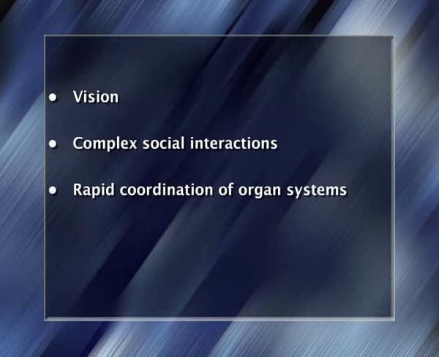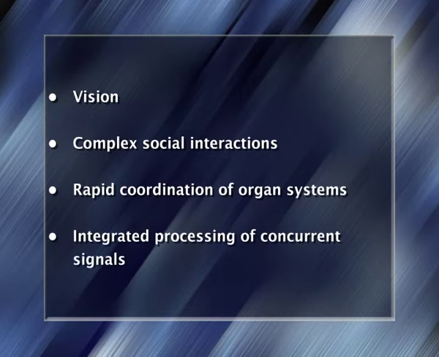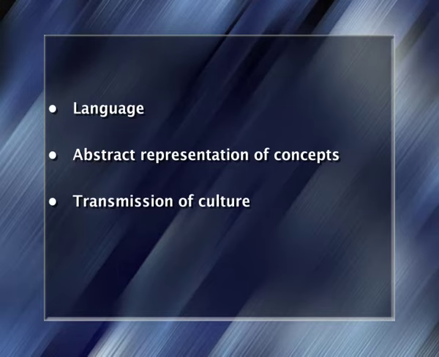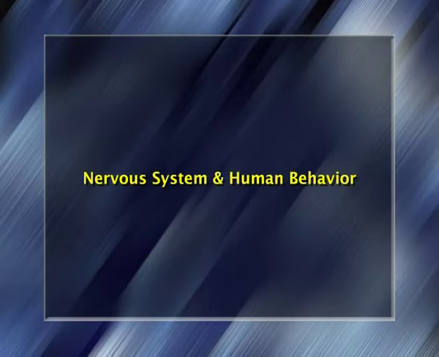The evolution of a complex nervous system has made it possible for various animal species to have advanced perception abilities such as vision, complex social interactions, rapid coordination of organ systems, and integrated processing of concurrent signals. In humans, the sophistication of the nervous system makes it possible to have language, abstract representation of concepts, transmission of culture, and many other features of human society that would not exist without the human brain. Now, dear students, let's understand the nervous system and human behavior.